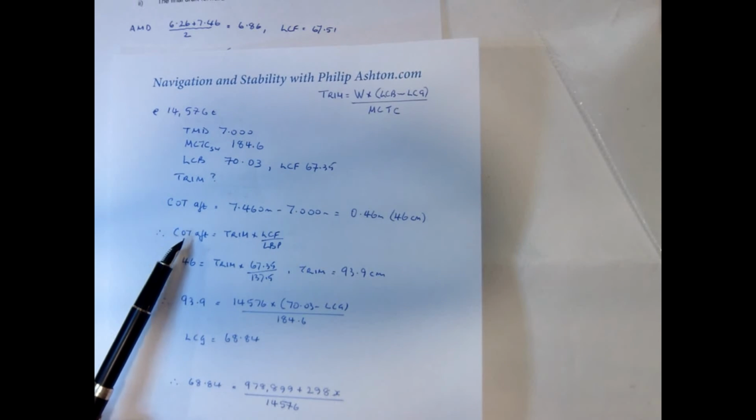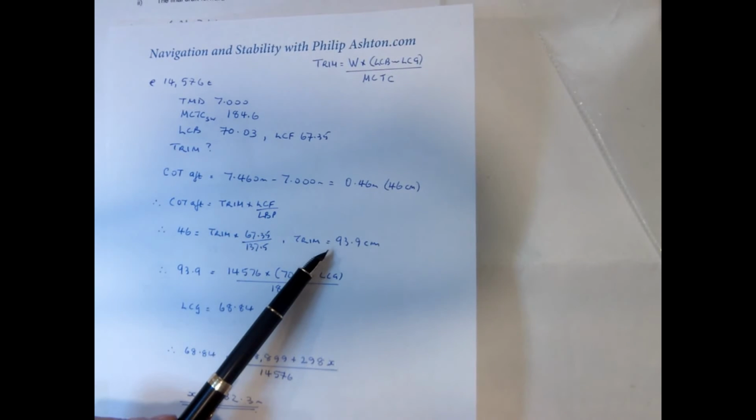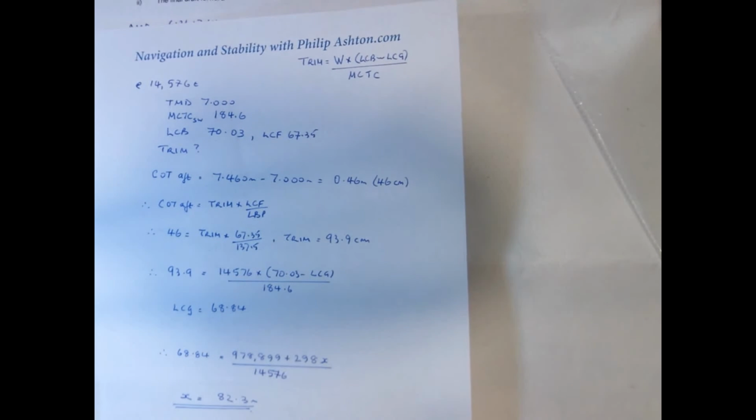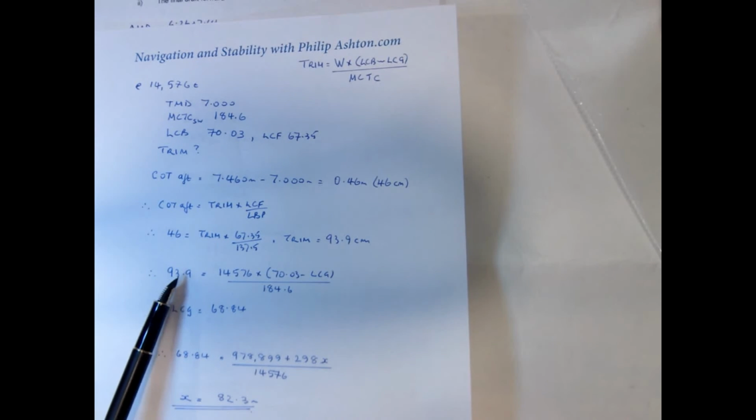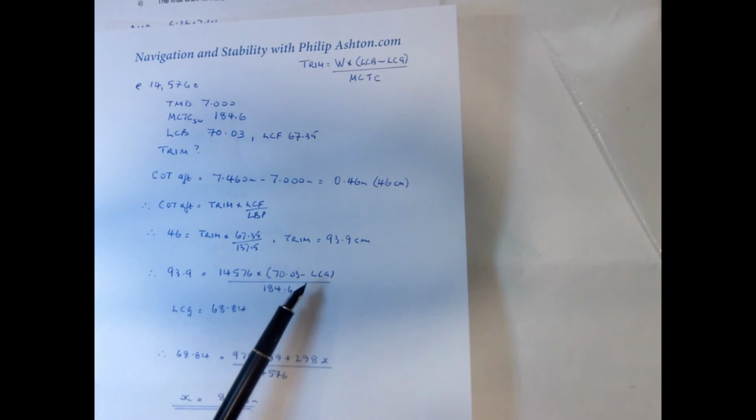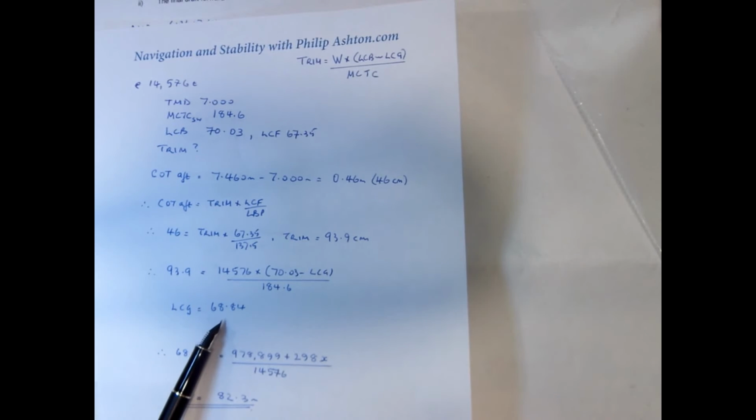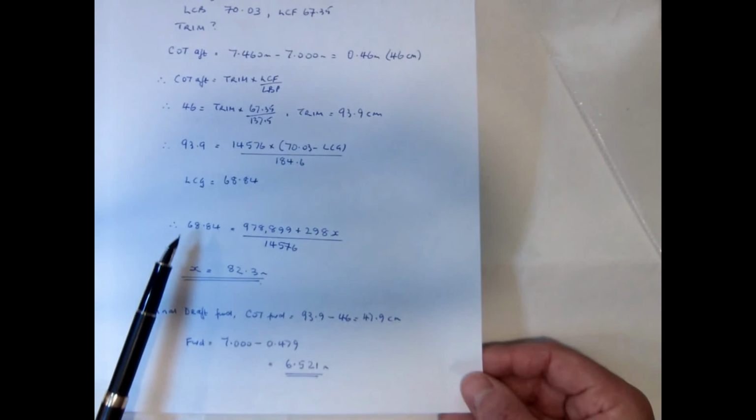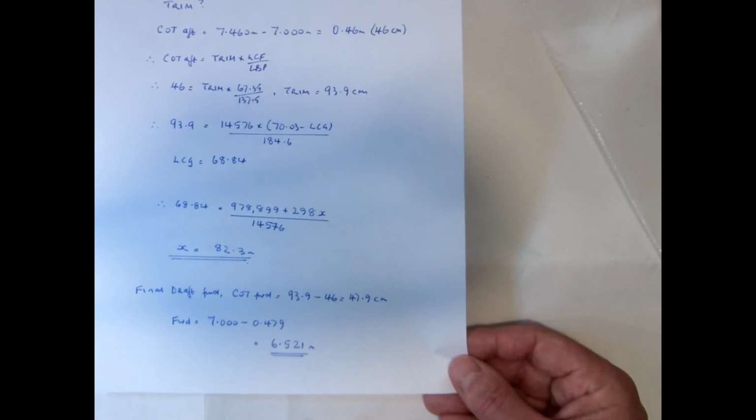And we know the formula, change of trim aft, is trim times LCF over LBP. So if we put the figures in there, we can find the total trim that we'll be at to enable us to have this after draft. And it's 93.9. So because we've got that, we can now feed it into the formula, because now the only unknown is LCG. And by putting this in the formula, we get an LCG of 68.84. Put that into the formula using the original figures here, and we get X as 82.3.